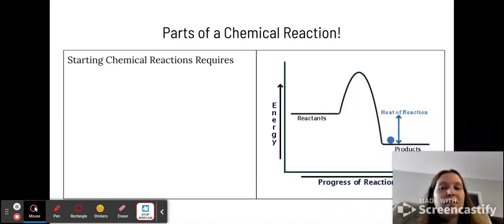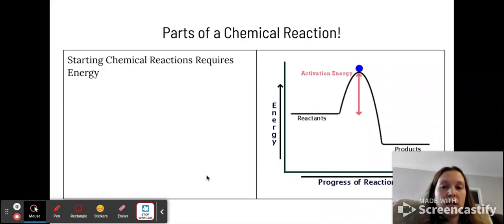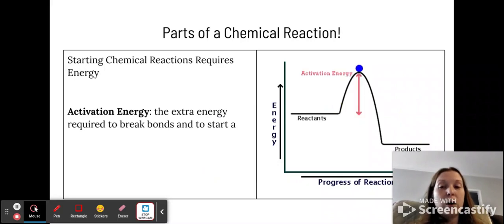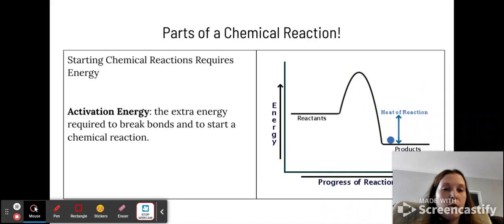Elephant toothpaste. So starting with chemical reactions, when we start them, we have to have some amount of energy to make the reaction take place. This is known as our activation energy. It's defined as the extra energy required to break the bonds in your reactants to start a chemical reaction.